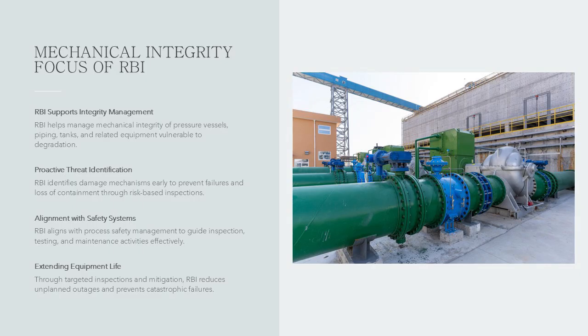RBI also aligns closely with mechanical integrity requirements in process safety management systems, providing a risk-informed basis for inspection, testing, and maintenance activities. Through targeted inspections and mitigation strategies, RBI contributes to extending equipment life, reducing unplanned outages, and preventing catastrophic failures. This strong focus on mechanical integrity makes RBI an essential tool for asset integrity engineers and inspection professionals.